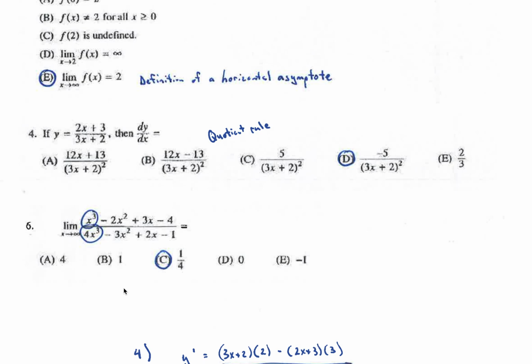Here we're looking at the limit as x goes to infinity, and we're going to look at a big dog versus the big dog. It's a cubic over another cubic, so I'm just going to compare the two cubic terms, and it looks like the ratio is just 1/4.